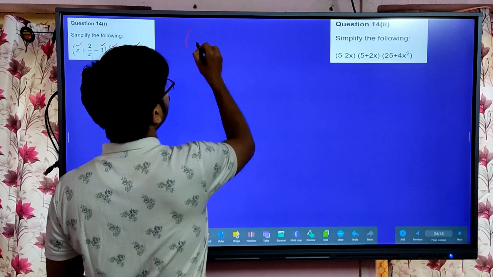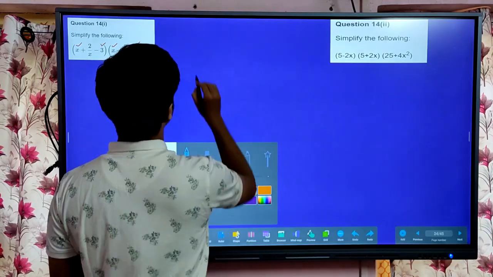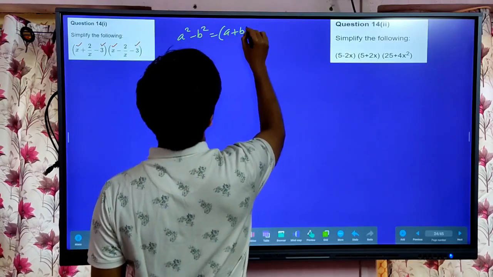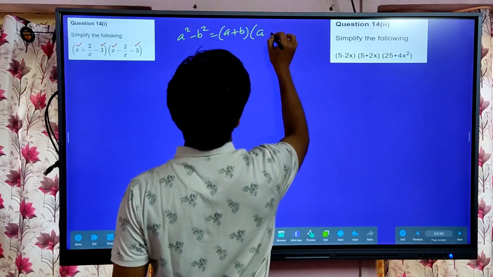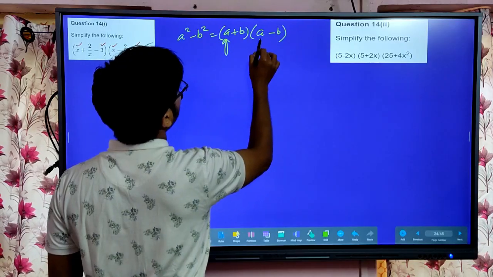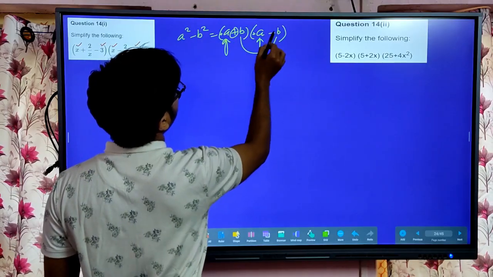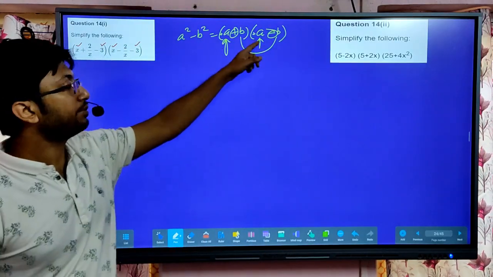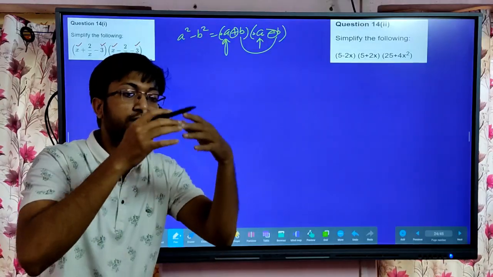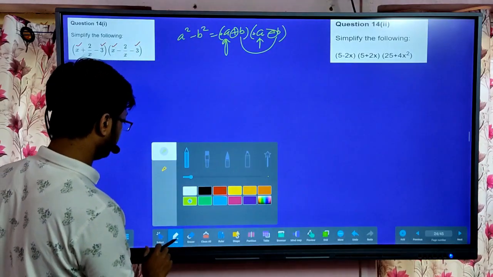Say for example, I want to tell you, you see, what is the formula we have? We have a square minus b square equal to a plus b into a minus b. So you see, a is having same sign over here and here. Both are plus, plus, plus. But b is having different sign. Plus over here, minus over here. So all the terms having same sign, we will group into a. All the terms having different sign, you group them into b. Okay. Let me erase it.